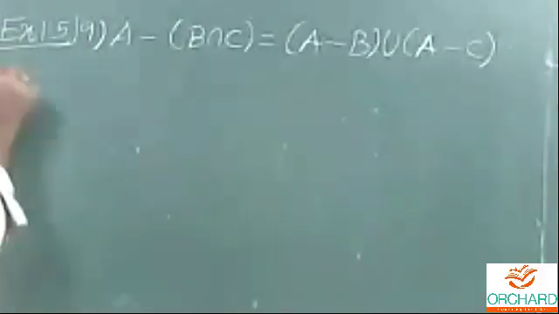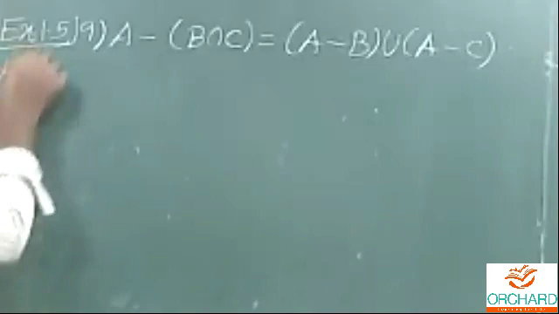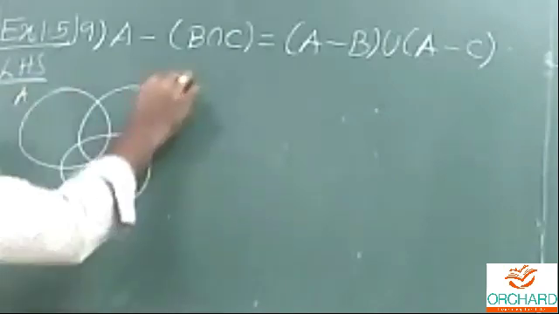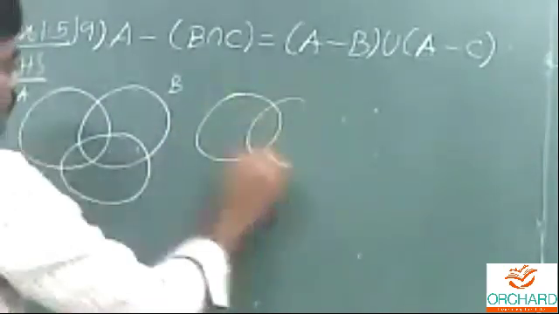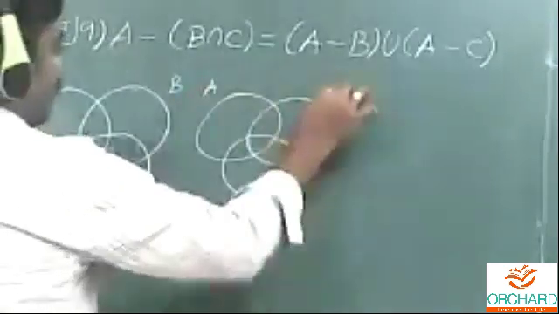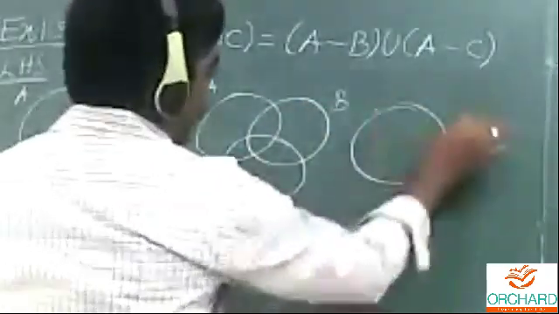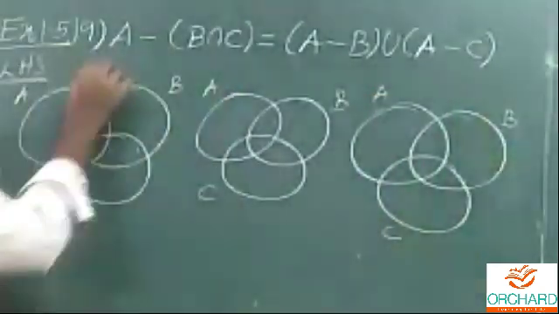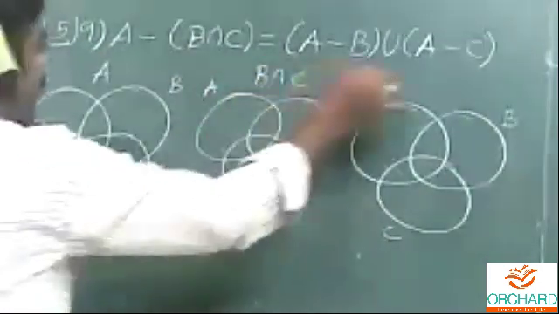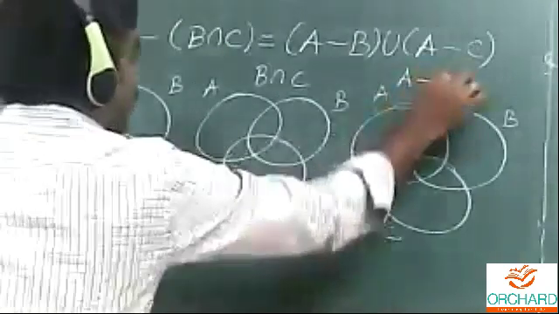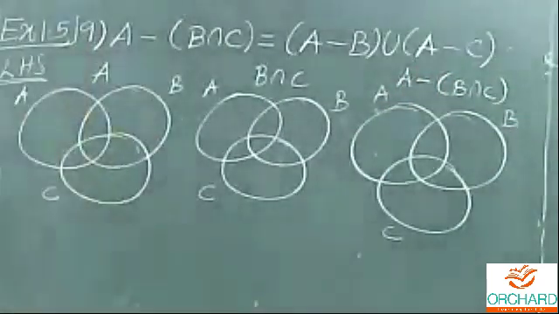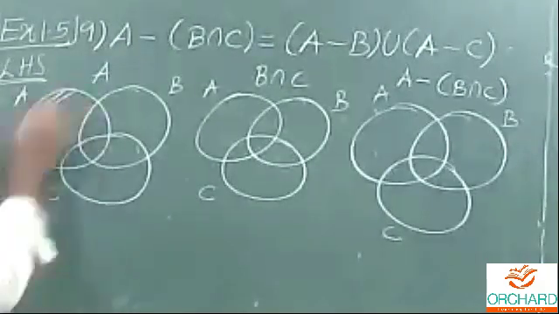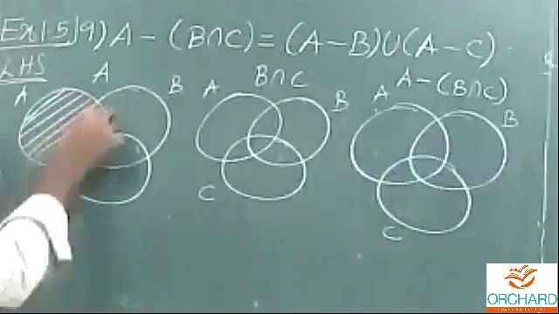Try to do this diagram yourself. Left hand side: A, B, C. First A difference B intersection C. First A: shade the circle A fully.